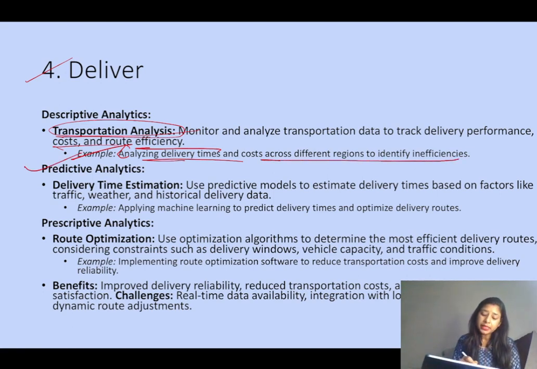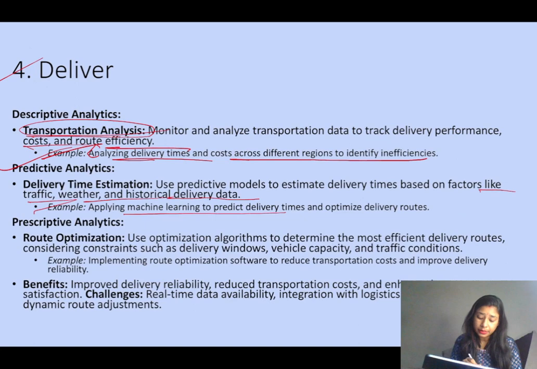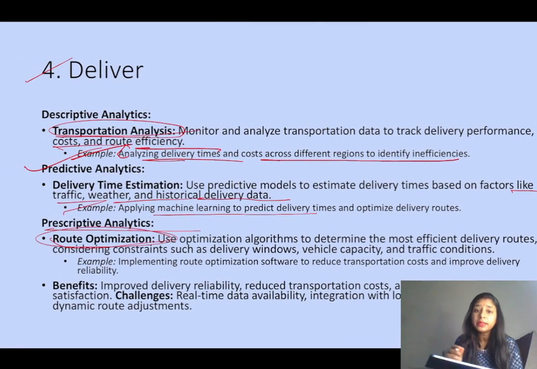Then in predictive analytics, you can use delivery time estimation, how much minimum or maximum delivery time it is taking, and on the basis of traffic, weather and all these factors, you can calculate the delivery time estimation. For example, you can use machine learning to predict delivery times and also optimize delivery routes. And with the help of prescriptive analytics, you can use route optimization, which means by using algorithms you can have efficient delivery routes which consider vehicle capacity and all the constraints.